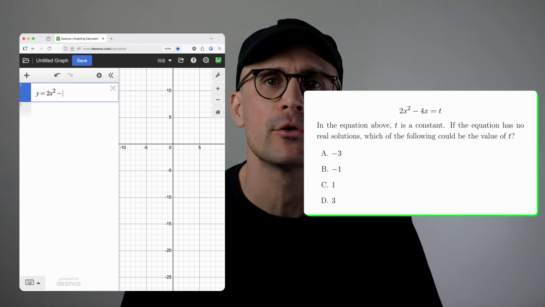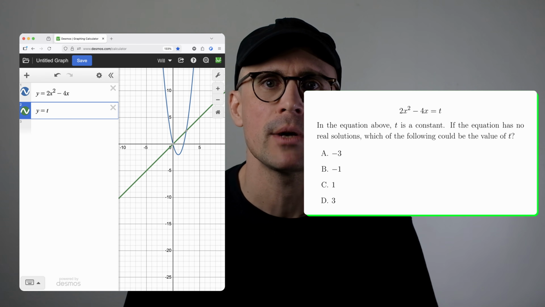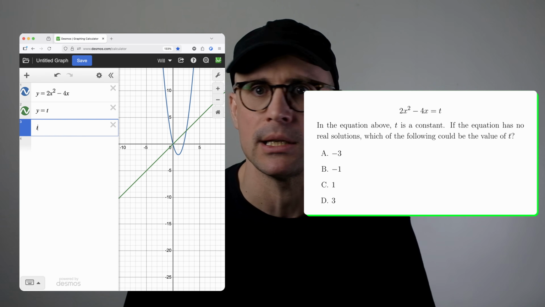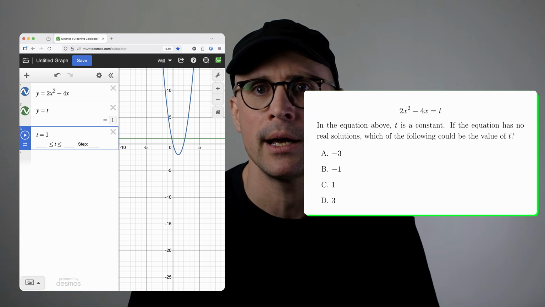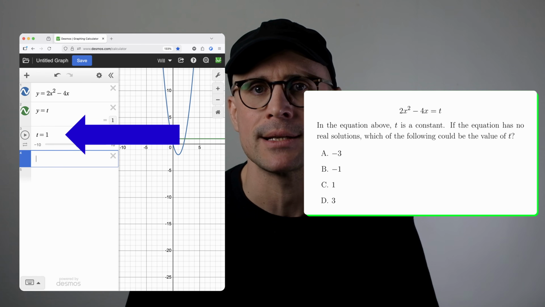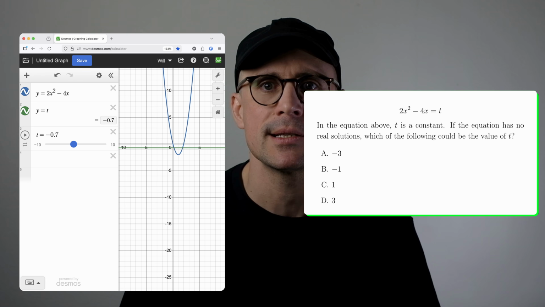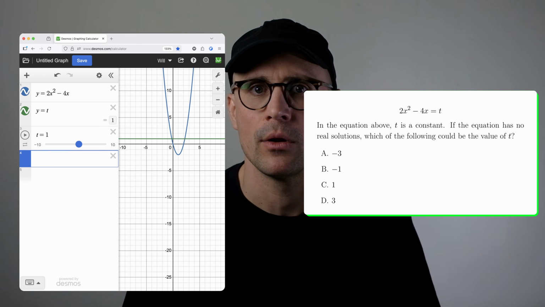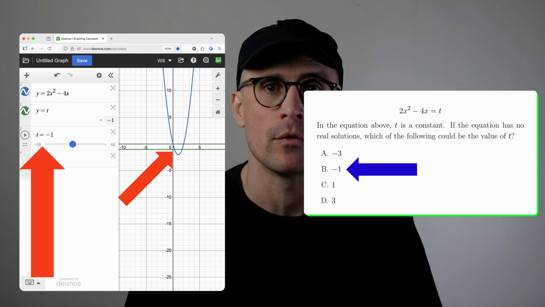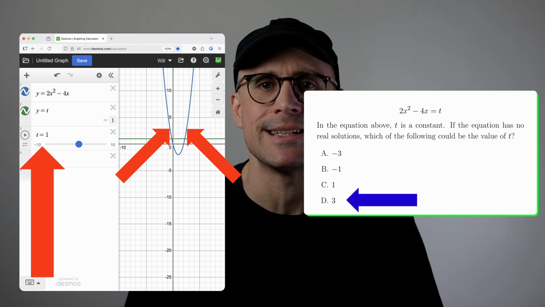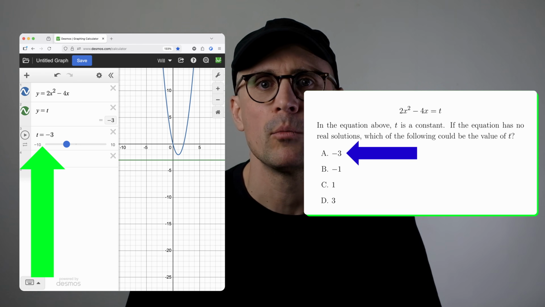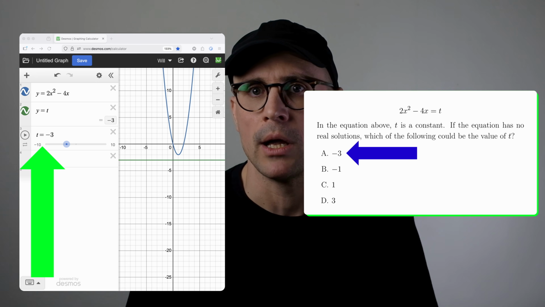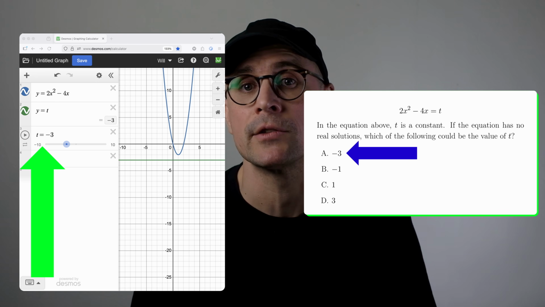Well, once you've entered your equations into Desmos, you just create a slider for t by typing t equals 1 into the next line, and you can now use your slider to test out different values of t. Since this question is multiple choice, we really only have 4 options to test out. Option B produces a system with two solutions, as do answers C and D, while answer A produces no solutions because the two lines never touch. So our answer is A.